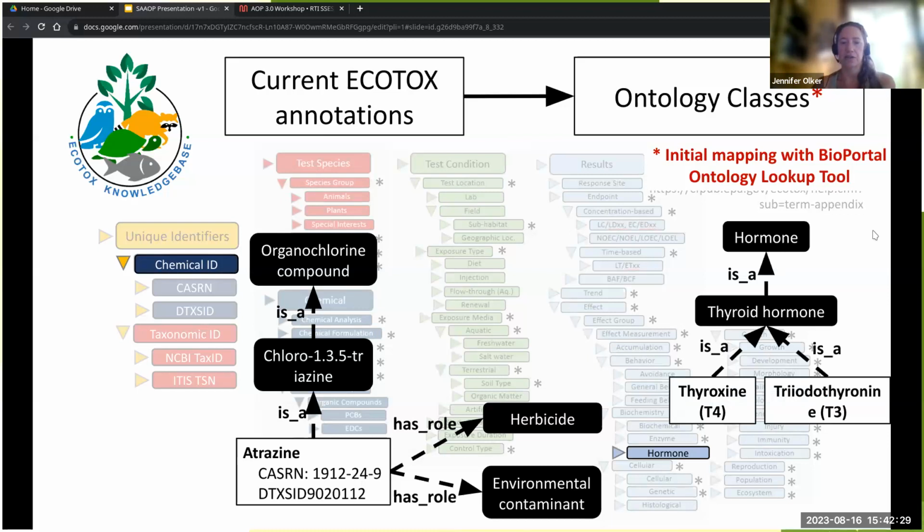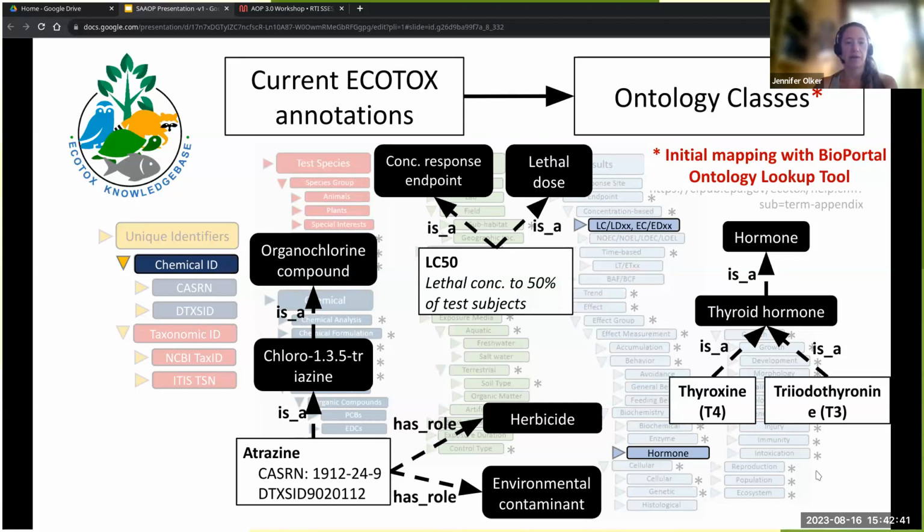And then if we take some of the effects that are measured, such as thyroxine or T4 or triiodothyronine T3, we can see that each of those can be mapped easily to thyroid hormone, and then click again. Or we can take a calculated endpoint such as LC50 and see that that is a concentration response endpoint and is also part of a lethal dose. So this is based on some of the initial mapping that we did for the ontology for the ECOTOX terms. However, we had some limitations in this, and so we are revamping and restarting this process through a project led by Ron Lin Wang. Can you click again?